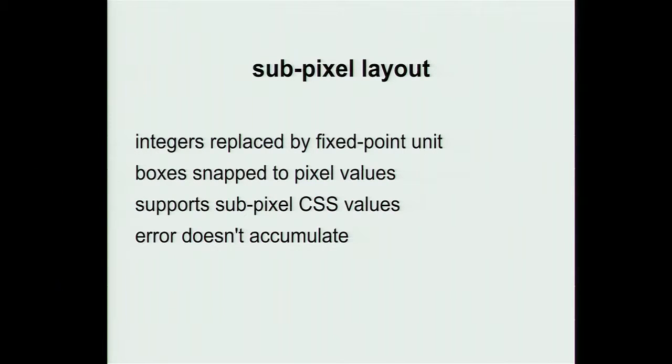Fixed point isn't actually exactly right. Basically, you use an integer that represents 1/60. So it's a 60th of a pixel instead of a full pixel. This is actually the same value that Gecko and Firefox use. Internet Explorer uses different ones depending on the DPI of your screen.